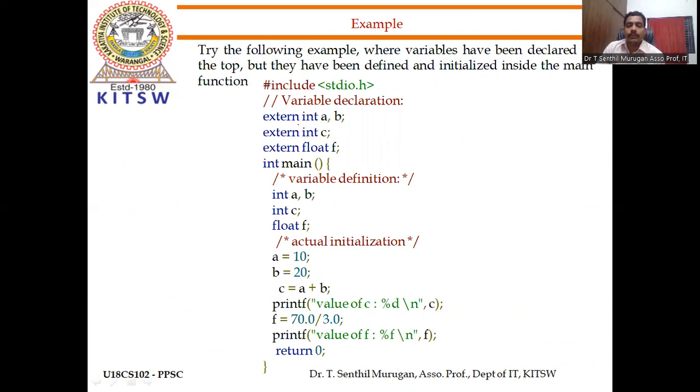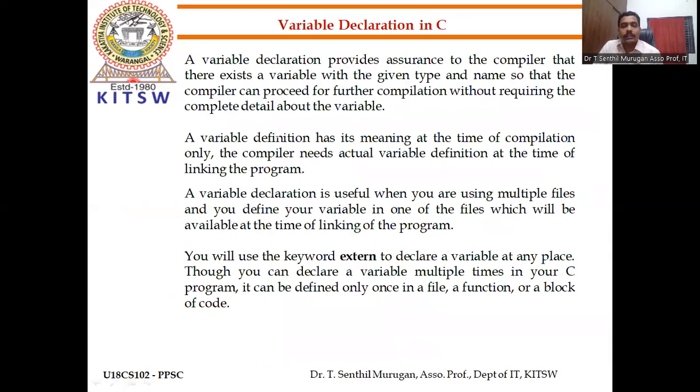The extern keyword they will use. Normally we are not using it. Why? Where we use extern, the variable declaration is useful for multiple files. It is used for multiple files, and you define your variable in one of the files, which will be available at the time of linking of the program. Like that, you will use the keyword extern.